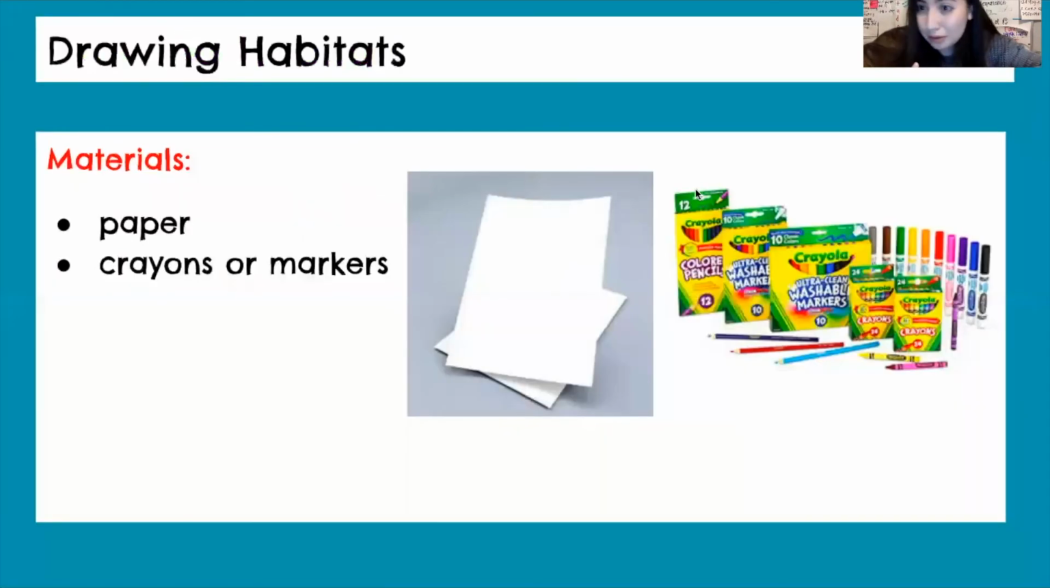So, what if you don't have these materials at home to make model habitats? That doesn't mean you can't practice thinking about what a habitat looks like and what animals live in that habitat. You can draw the habitat, and all you need for that is markers and some paper. Okay? So, once you have your paper and once you have your markers, I'm going to give you an example of something you can draw.